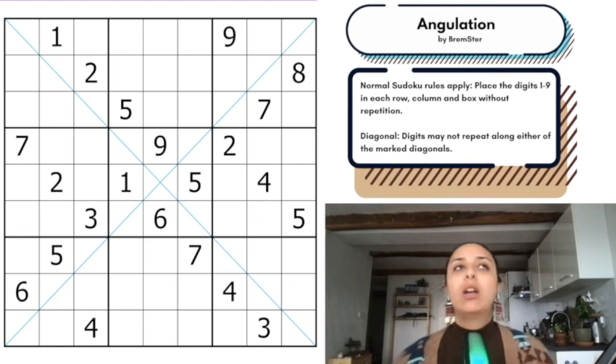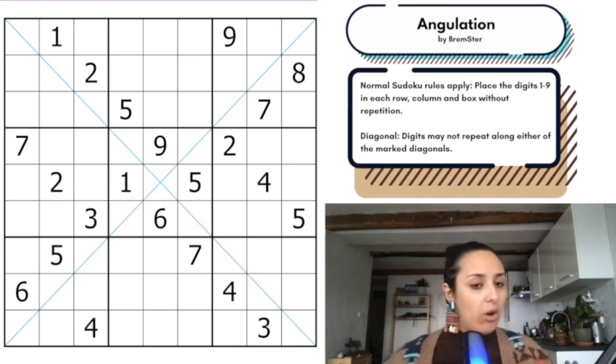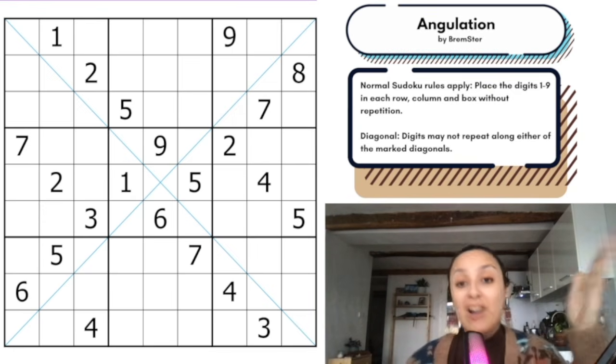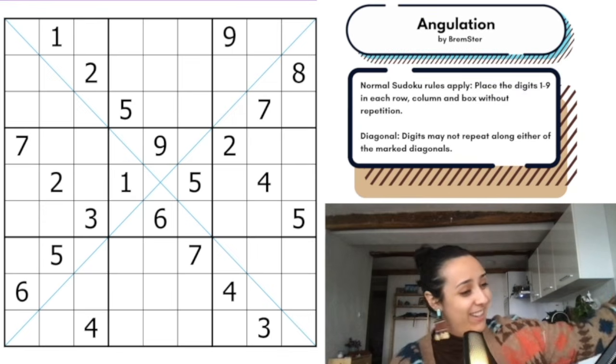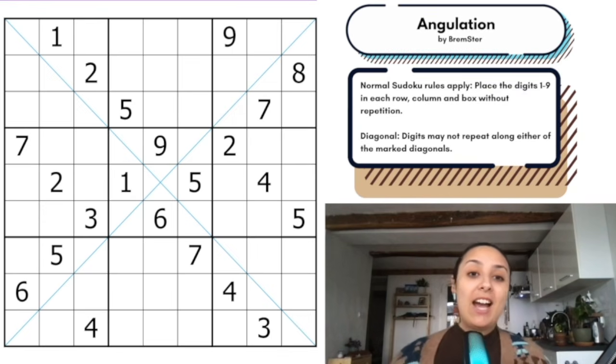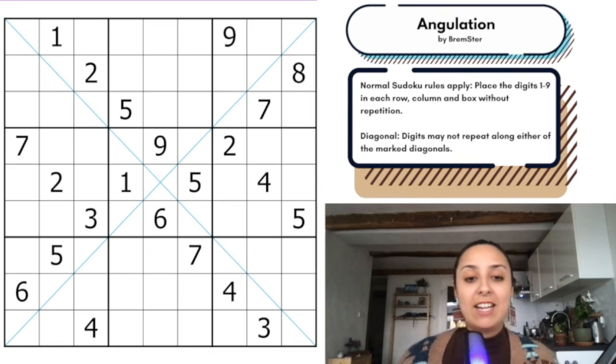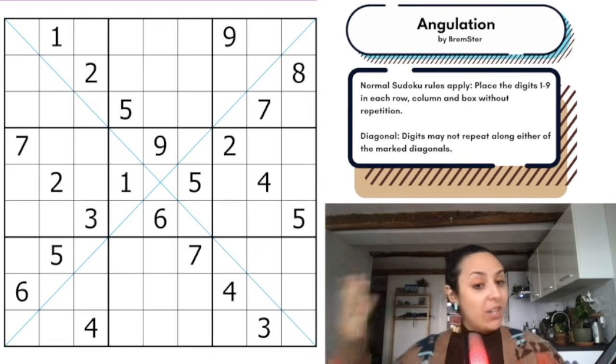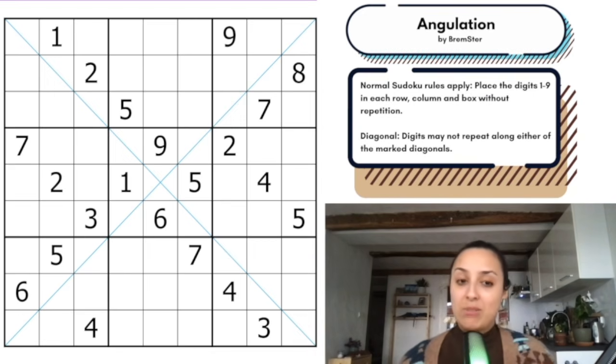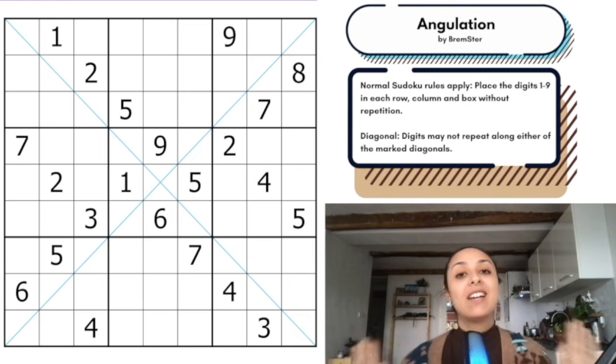It's stressful. We are here to do so. I haven't seen BremSter solve this, but BremSter does have a solve, so feel free to watch it. I would not feel offended. Legend for a reason, right? But that's what we're doing today. It's called Angulation by BremSter, and we're going to be focusing on diagonals today.